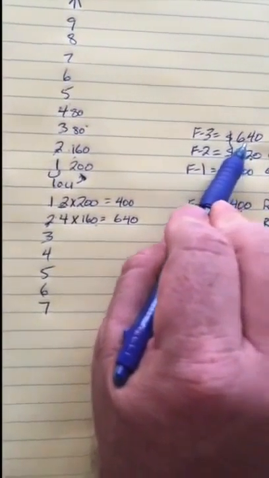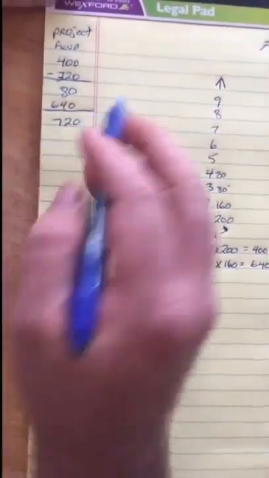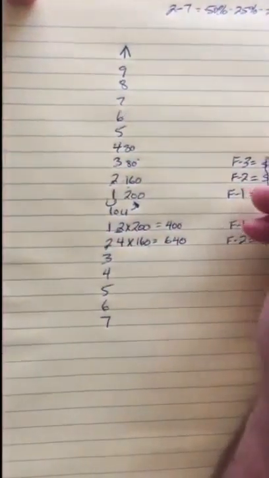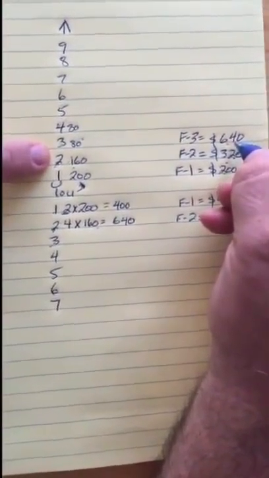But we're going to take the 640 to fund floor 3 and subtract that from the 720. 720 minus 640 is $80. Again, you're now left with $80 in your project fund. But you now have funded 3 other projects with your $640.